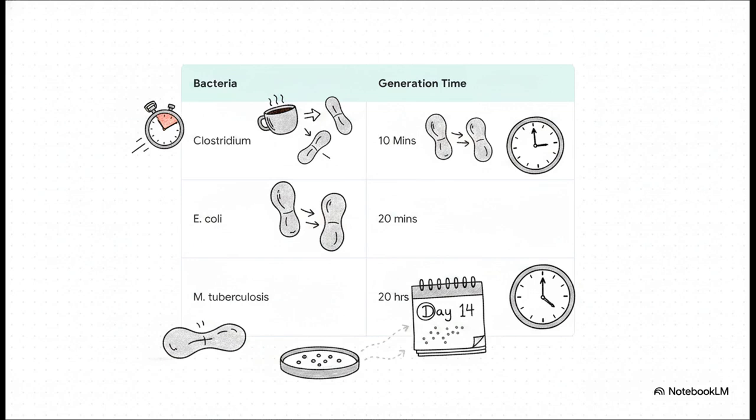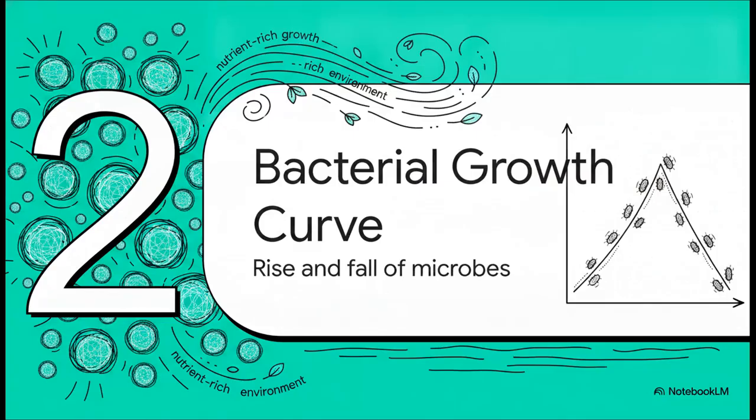Then you've got E. coli at a brisk 20 minutes. But on the totally opposite end of the spectrum, you have Mycobacterium tuberculosis. Notice its incredibly sluggish generation time of 20 hours. It can take up to 2 whole weeks just for one of those cells to grow into a visible colony. So, what actually happens when you introduce these rapid multipliers into a fresh, nutrient-rich environment?